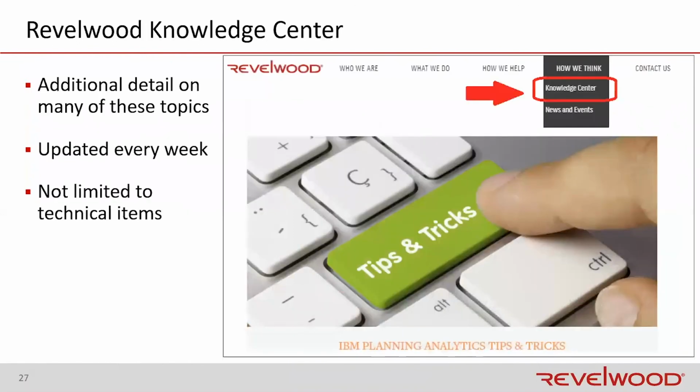But if you want to take some steps on your own, I referenced a few times the Revelwood Knowledge Center. On the Revelwood website, we have a section called How We Think, and within that, there's a Knowledge Center. There is additional detail on many of the topics that we talked about this week, and we continue to update it. We update this site every week. We create some kind of a posting. Sometimes that posting entails words. Sometimes it entails a video. Sometimes it's associated with a technical item. Sometimes it's associated with a process. Sometimes it's not even associated with plain analytics. The one out there right now that we just posted this week is associated with a cool new Excel formula that may help you out. But I definitely encourage you to check out the Revelwood Knowledge Center to learn a little bit more.